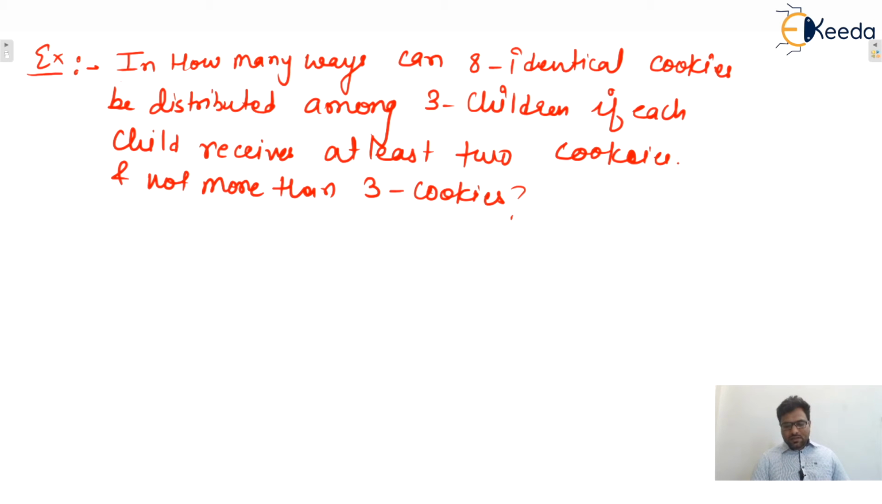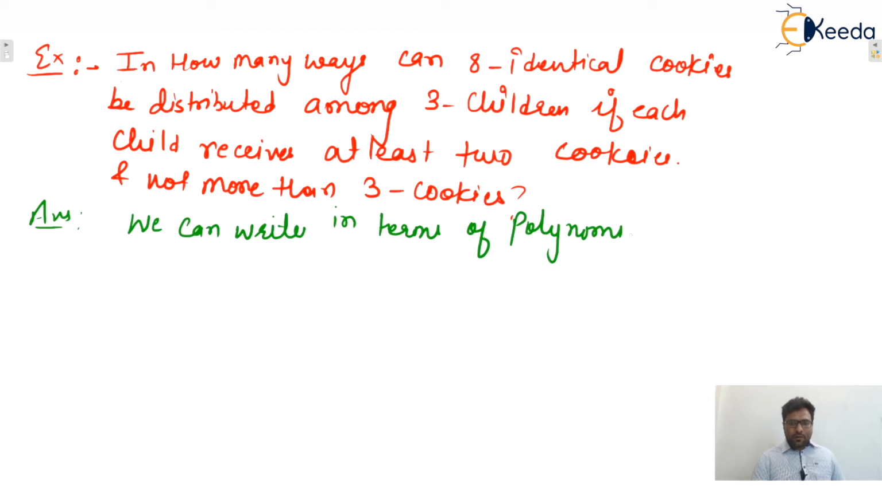So you only tell me, guys. That is your problem. One method is applied: these terms can be written in polynomial. Listen to me correctly. We can write this problem in terms of polynomials. Let's say three children are there: the first child, the second child and the third child.